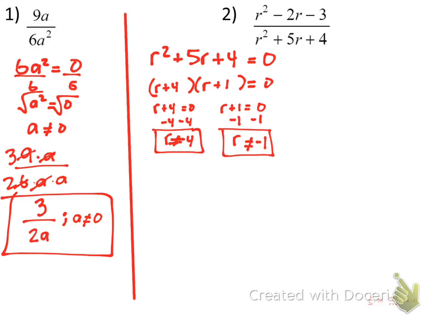Step 2, factor if needed. So I'm going to factor my numerator. r squared minus 2r minus 3 could be factored as follows. We could go r minus 3 times r plus 1. The denominator we already factored here. r squared plus 5r plus 4, we factored, it's going to be r plus 4 times r plus 1.